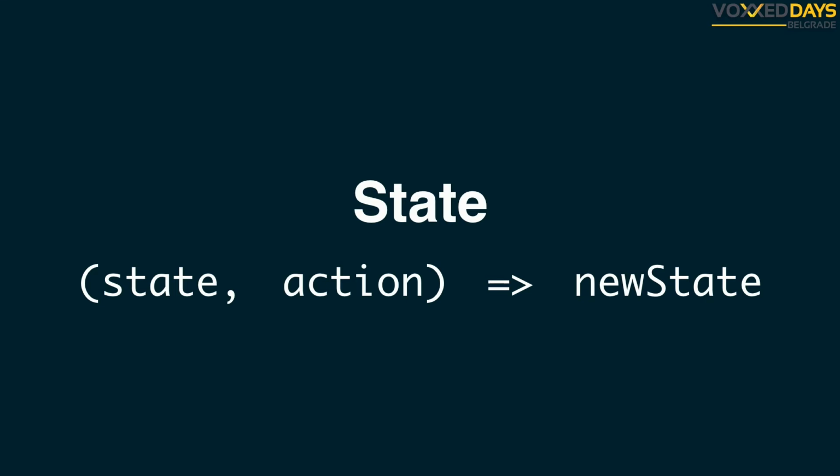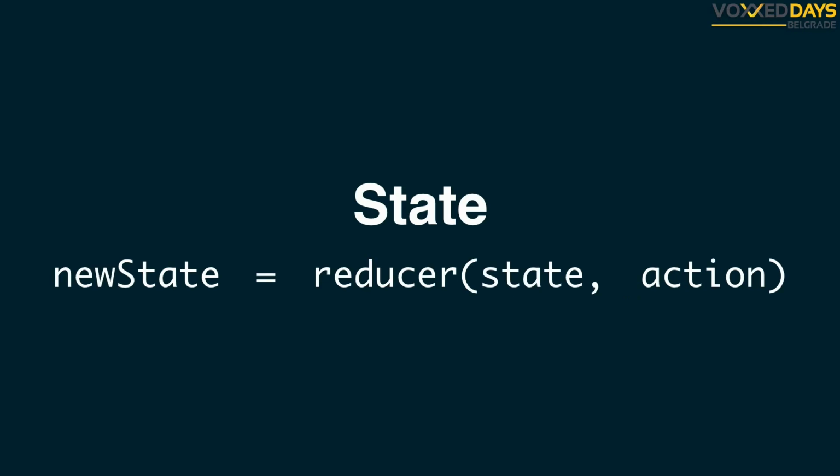So new state is not a mutation of our previous state. It is a new object that results from applying an action over the previous state. And this function signature is pretty much a reducer function. So our new state is what we get when we apply the previous state and an action through a reducer function. Okay, so what does this reducer look like?